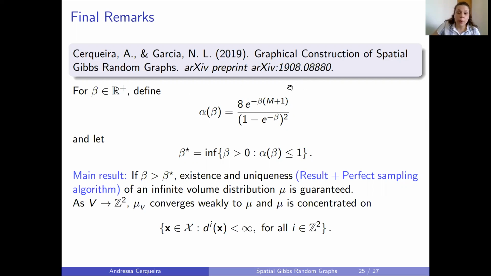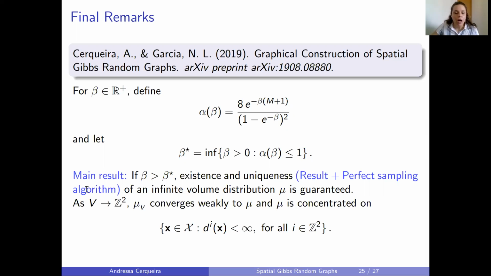So when I have this condition here for the parameter beta, I know that all the vertices in the graph have a finite number of ancestors. So I can write a perfect sampling algorithm, and then I can guarantee the uniqueness of my measure because I can sample from it. So it exists and it is unique.